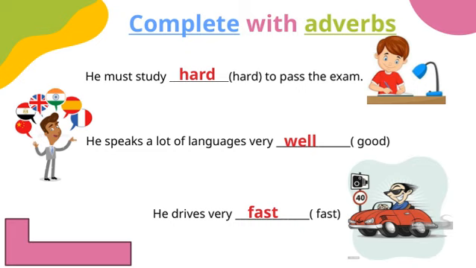Finally, he must study blank to pass the exam. The missing word is hard. So, he must study hard. This indicates the effort he needs to put in, emphasizing the intensity of his studying. The key point here is that adverbs like fast, well, and hard help us describe actions more precisely. They connect to the overall theme of our presentation, which is about improving communication and performance by choosing the right words to express ourselves clearly and effectively.